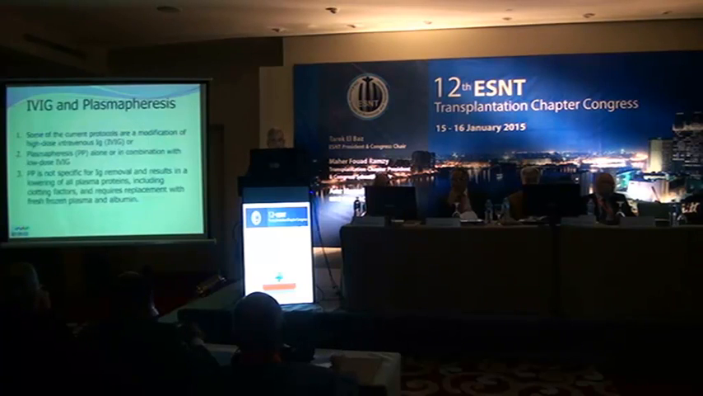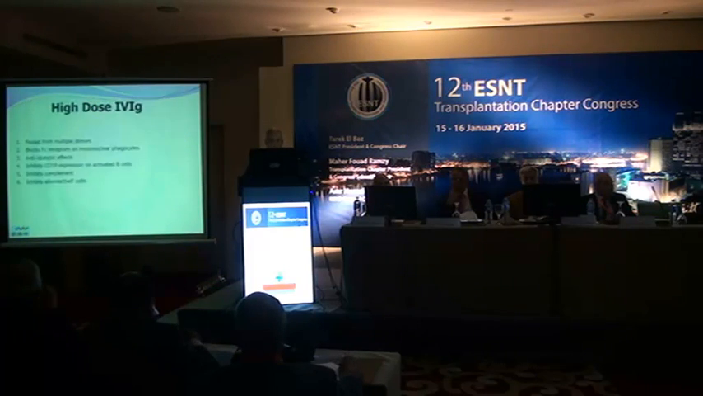And now, a combination of IVIG with plasmapheresis. Some of the current protocols are modifications of high-dose intravenous IG and plasmapheresis, alone or in combination. So we can put the two together. The IgG is pooled from multiple donors, blocks the Fc receptor on mononuclear phagocytes, has an anti-idiotypic effect, and inhibits CD19 expression on activated B cells. It also inhibits alloreactive T cells.